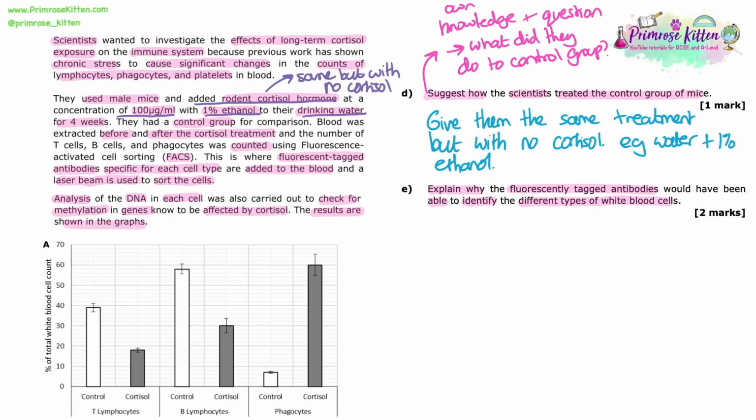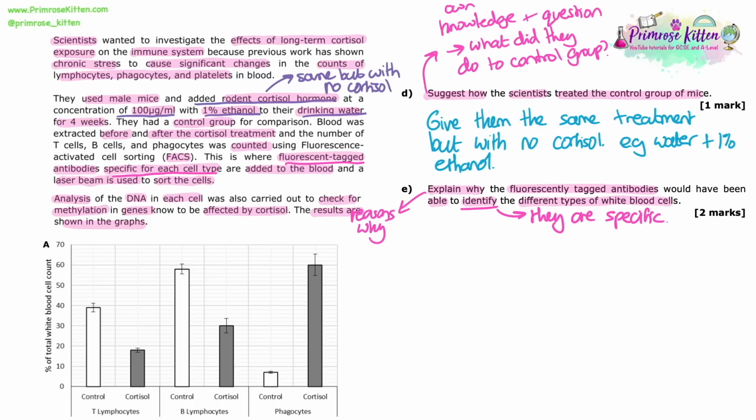Explain why the fluorescently tagged antibodies would have been able to identify the different types of white blood cells. So it wants reasons why the different antibodies we've got are going to be able to identify or be able to be used to identify the different types of cells.